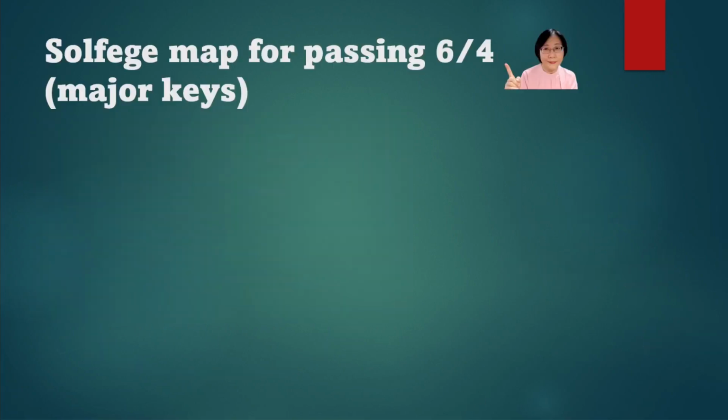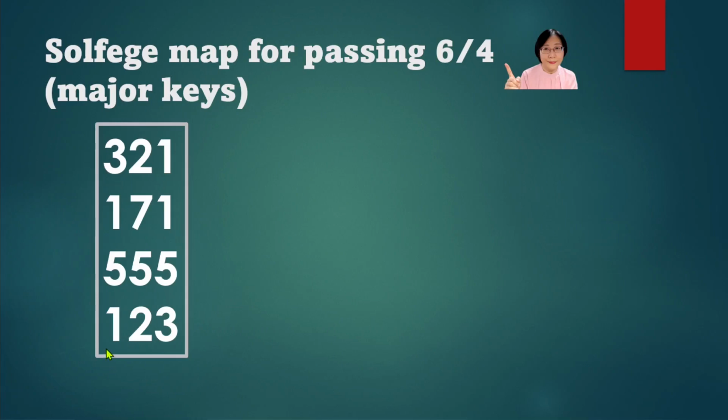Now let's look at solfege map for passing 6/4 in major keys. When we have Do, Re, Mi in the bass, we can harmonize it with 1 5C 1B. Do, Re, Mi is the first three notes in the major scale.